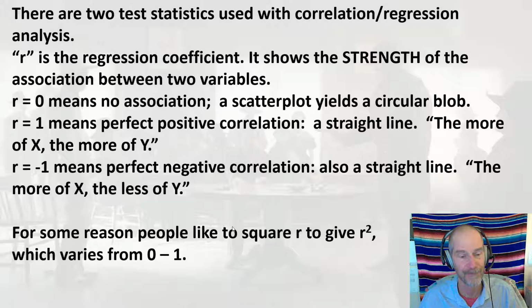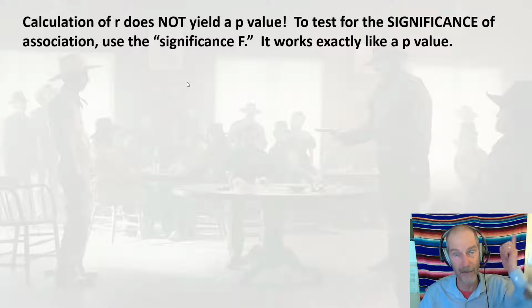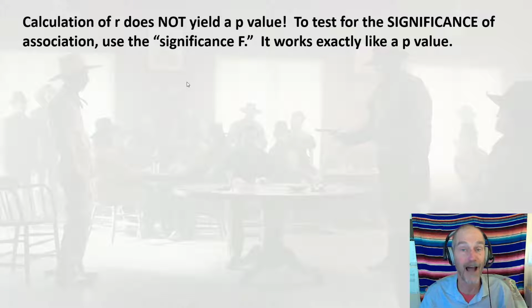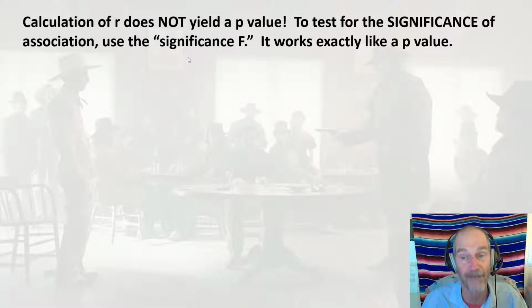So again, the calculation of R does not yield a p-value. But there is a statistic you can use to get a p-value. To test for the significance of association, there's a thing called a significance F. It works exactly like a p-value. I'll show you how to do it later in Excel.